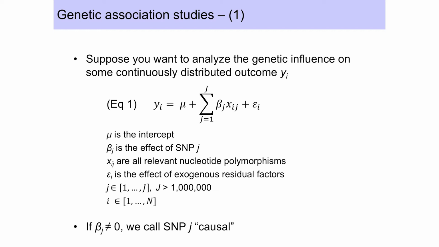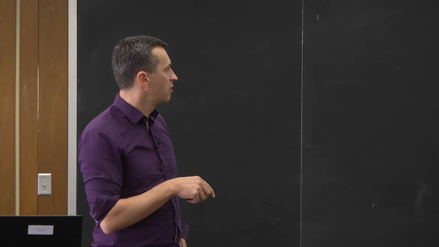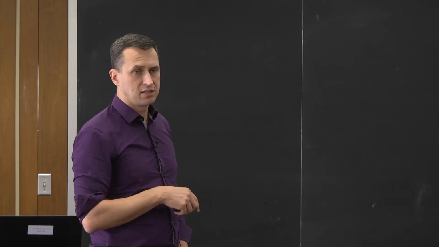And we would now say that a genetic variant is causal if its true effect size beta is not 0. Okay?